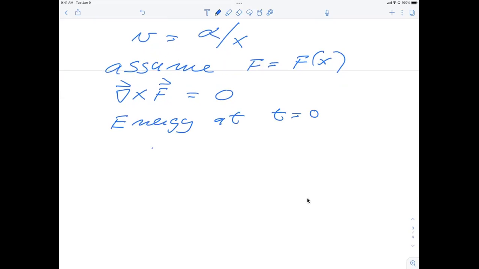What we know then is that we could define the energy at time t equals 0 as E0, and we know that energy is conserved. So at a later time, or in another position, it is going to be given by a potential V of x plus 1/2 times mass times the velocity squared, and the velocity squared is alpha divided by x, squared.